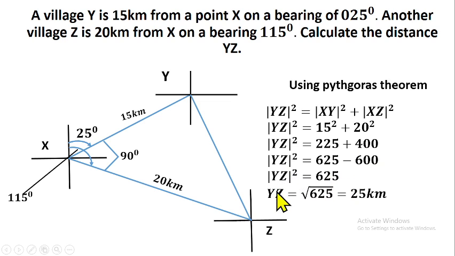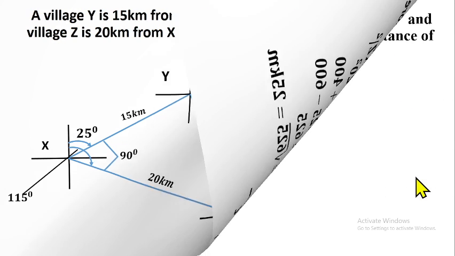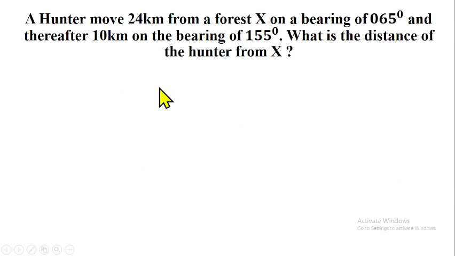Then our aim is to find YZ. That means we need to find the square root of both sides. So the square root of 625 gives us 25, and the unit is in kilometers. So that means the distance between village Y and village Z is 25 kilometers. Please avoid this step here. It's an error.